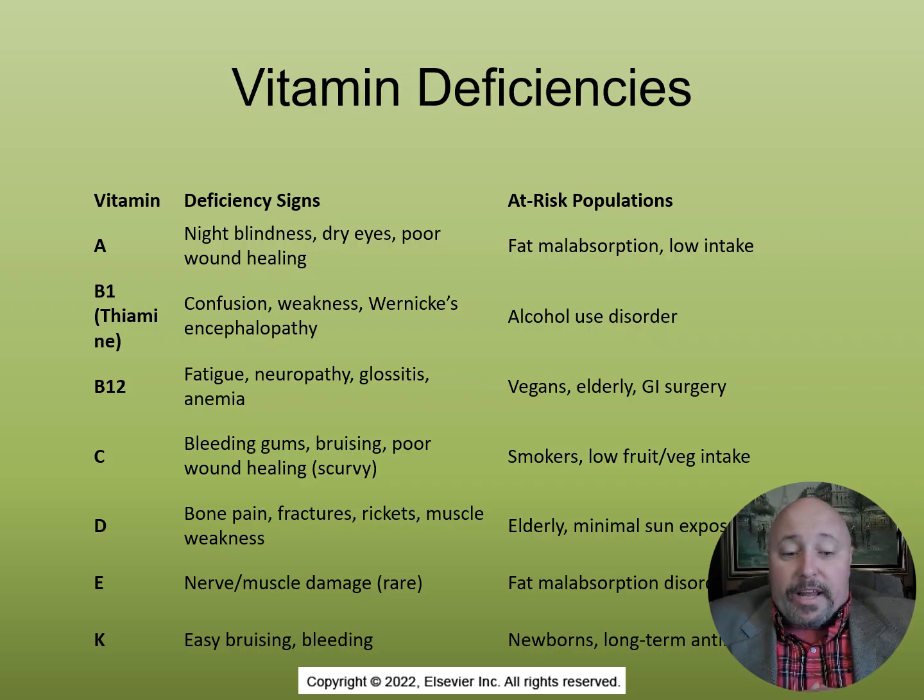When it comes to vitamin E, we're going to be looking at things like nerve and muscle damage, though extremely rare. And the most at risk populations are going to be those with fat malabsorption disorders. And finally, vitamin K. This is one we're also going to get into, especially when we start talking about anticoagulants and pharmacology. And when it comes to low vitamin K, we're going to be looking at things like easy bruising and bleeding, just keeping in mind the major role that vitamin K plays in the creation of our clotting factors.